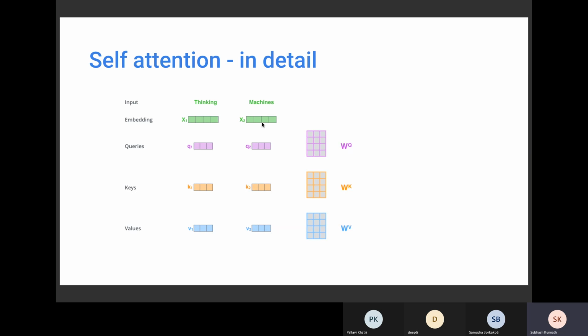Whichever keys or titles give the maximum number of word matches, you retrieve that particular document, which is the value. So this terminology of queries, keys, and values comes from the information retrieval task. And you have certain weight matrices, WQ, WK, and WV, which transform the embedding vectors to Q, K, and V.